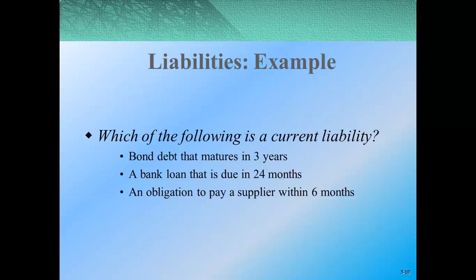Now, which of the following is a current liability among these three? A bond debt maturing in 3 years, not current. A bank loan in 24 months, not current. However, in order to pay a supplier, you need to have funds in less than a year. So these are current liabilities.